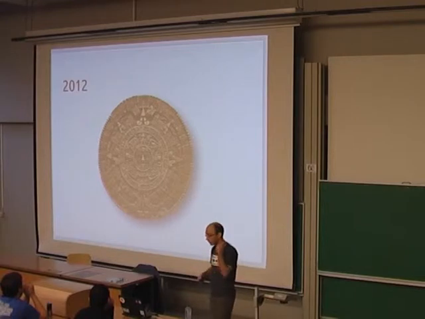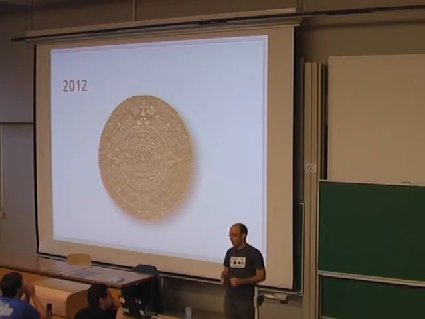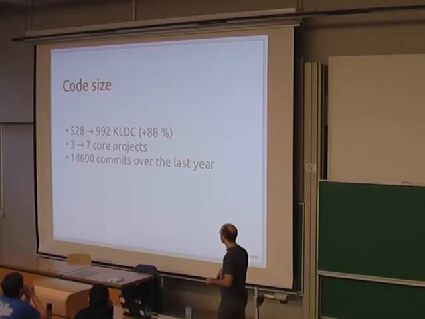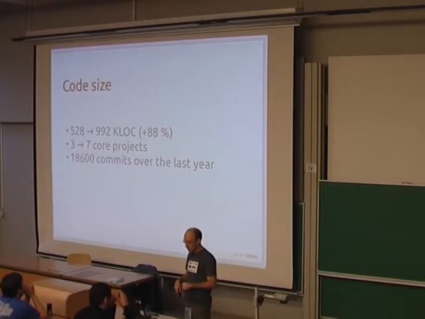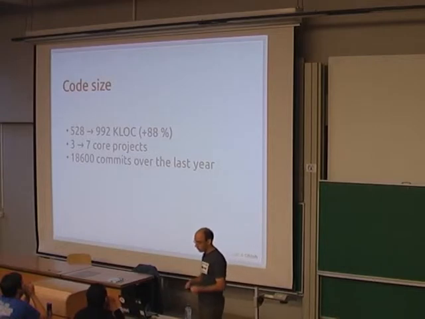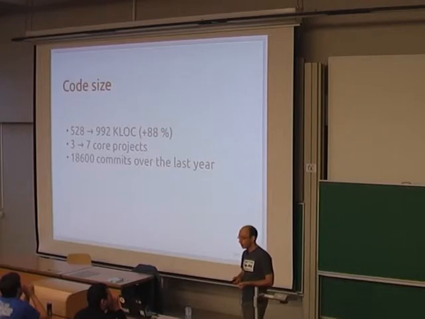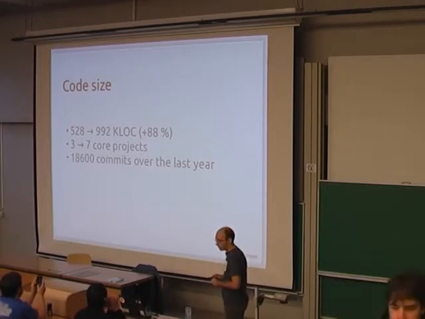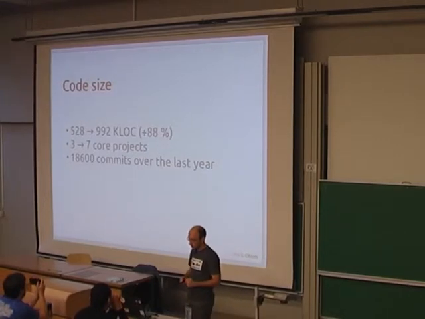So what happened in 2012? Since last year at FOSDEM, we saw an increase in code size. We went from about 500,000 lines of code to almost 1 million. We probably passed the 1 million by now. We grew from 3 core projects to 7 core projects. And we had more than 18,000 commits over the last year.